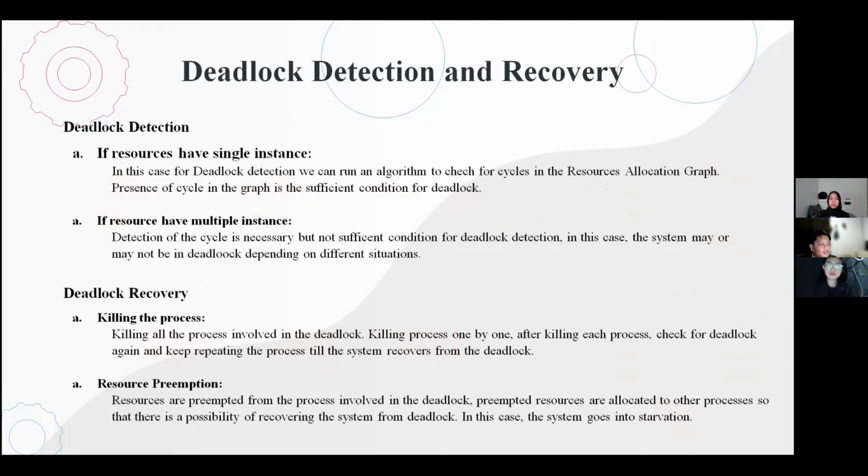B is if the resource has multiple instances. Detection of a cycle is necessary but not a sufficient condition for deadlock. In this case, the system may or may not be in deadlock depending on different situations.